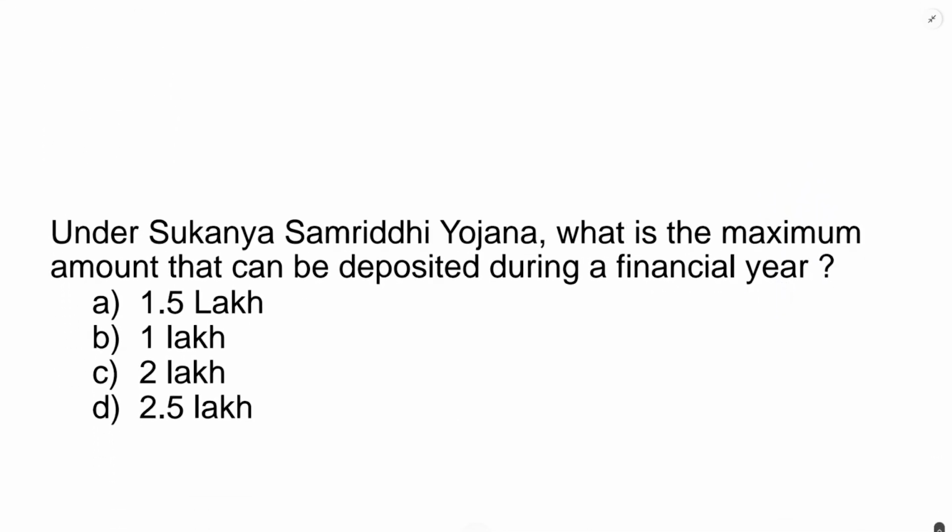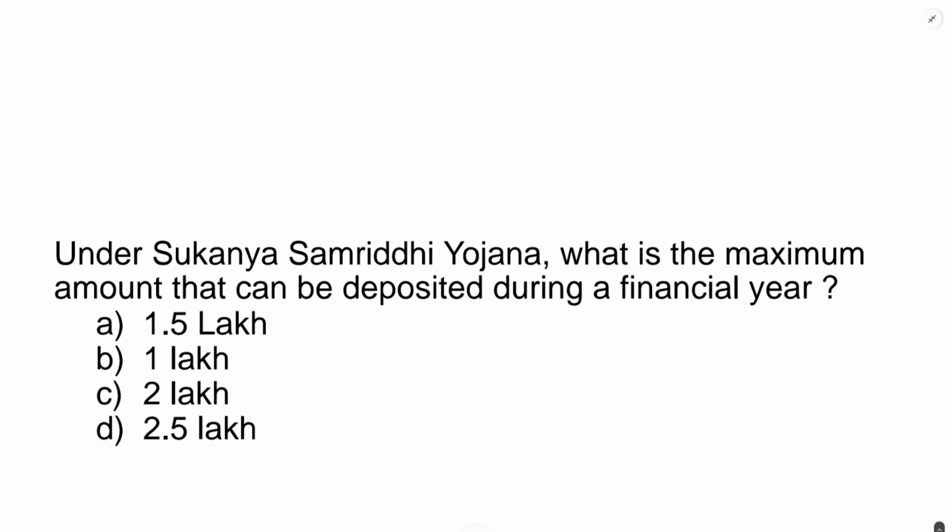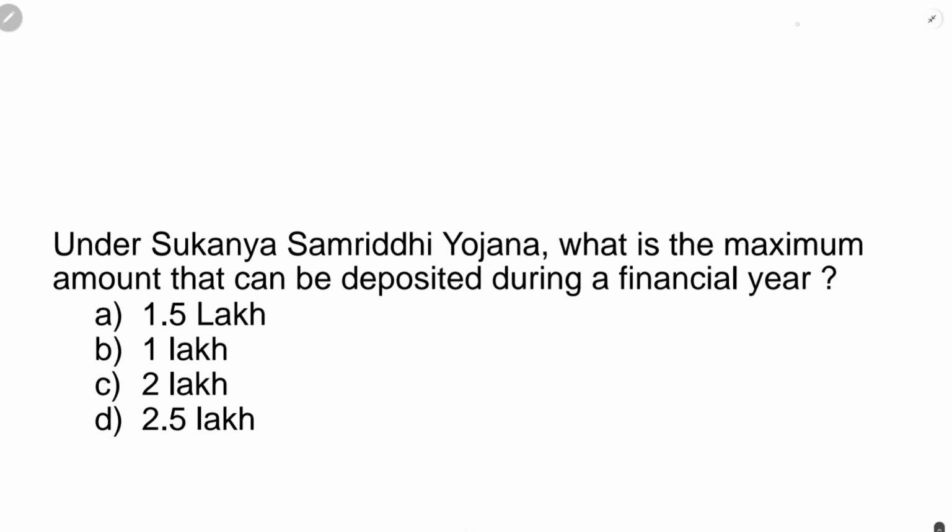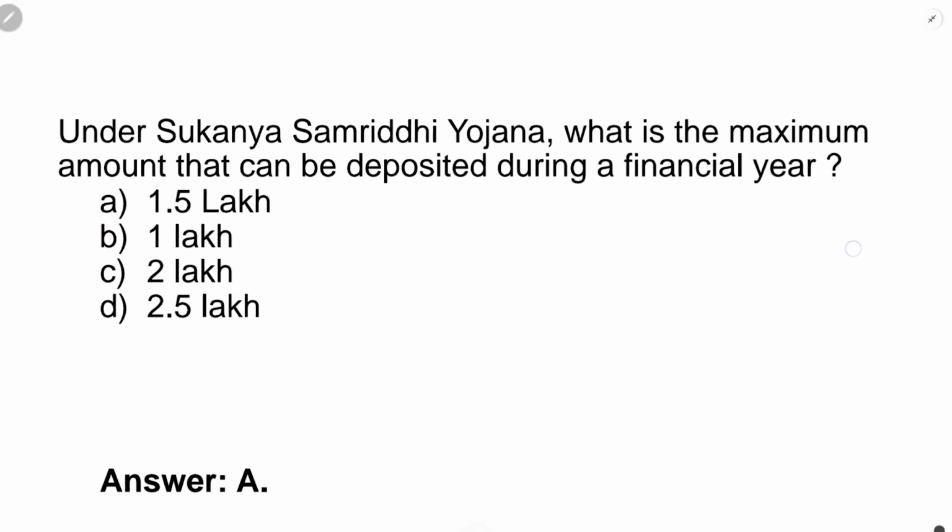Next question. Under the Sukanya Samriddhi Yojana, what is the maximum amount that can be deposited during a financial year? A. Rupees 1.5 lakh. B. Rupees 1 lakh. C. Rupees 2 lakh, or D, rupees 2.5 lakh? The answer we discussed is subject to a maximum cap of rupees 1.5 lakhs. So the answer is A, 1.5 lakhs.